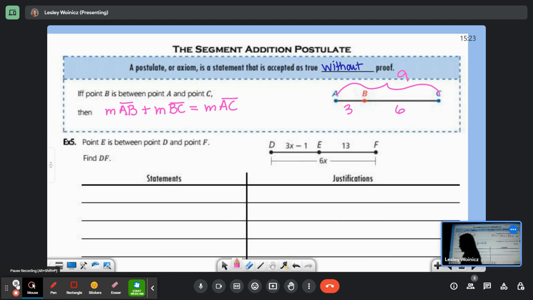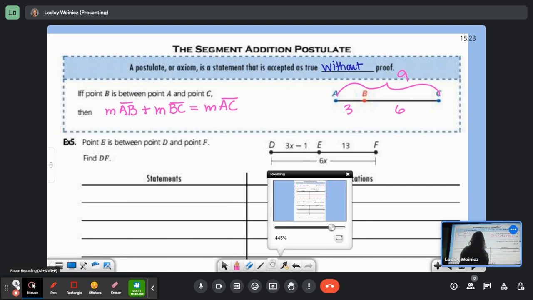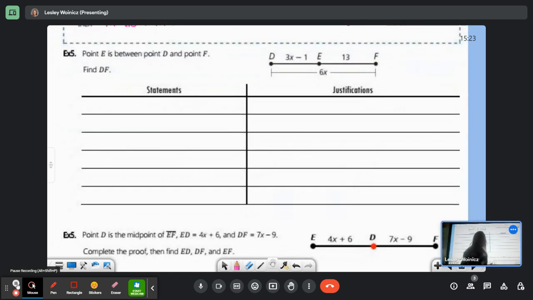So, we're going to do a little proof up here, if I can remember all the steps. So here we have a little segment DF. Okay, it's got a point E on it that's chopping it into parts. We don't know that E is a midpoint. They're not telling us that. They're just saying it's on the segment. Hey, can you join us, please? Okay, all we know is that it's between those two. We have to find the length of DF.